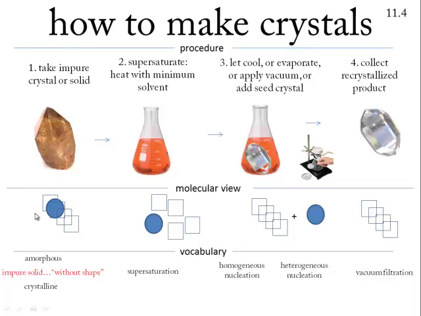Some vocab. If this stuff isn't even shiny, we call it amorphous, meaning an impure solid without any shape at all. If it's crystalline, that means it's a shiny solid, and normally it's pretty pure. This one, probably not so much.